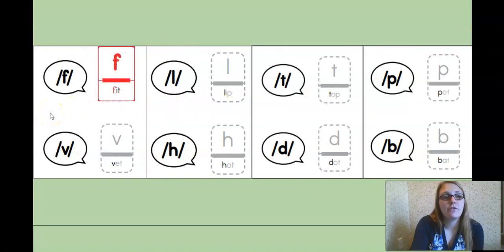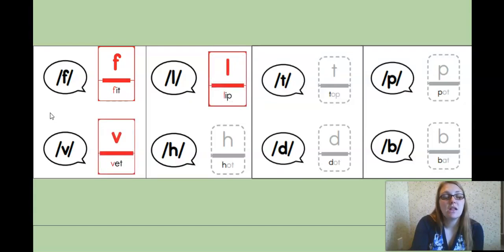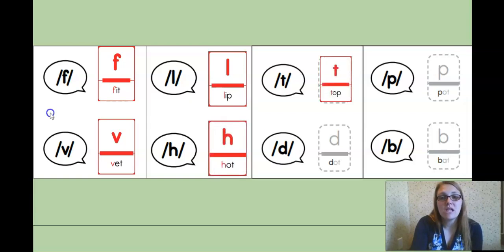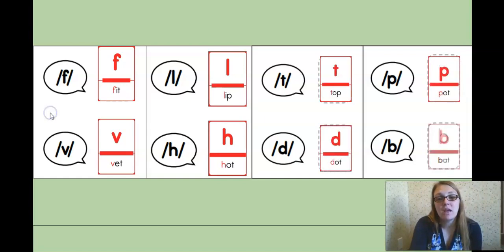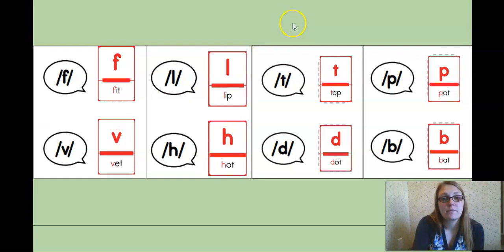We learned for F, we're going to use the letter F. For V, a letter V. For L, letter L. H is an H. T is a T. D is a D. Is P, and B is B. Now remember, there are other spellings, as we can see by the power bar not being all the way across, for a lot of these letters and sounds, but these are the ones we have reviewed so far.